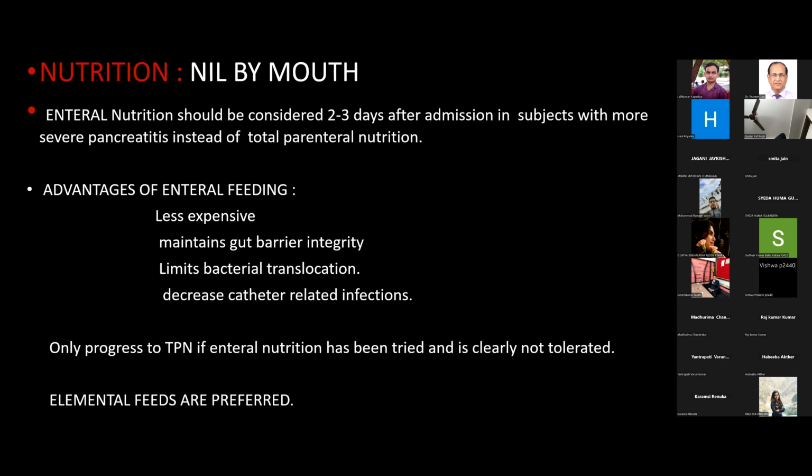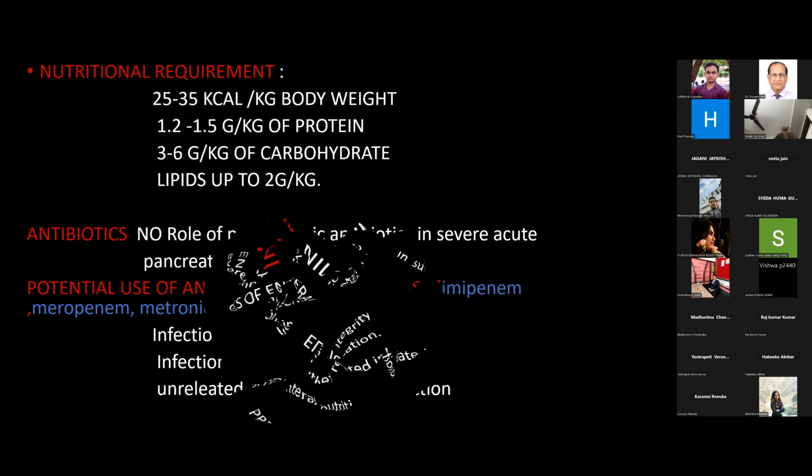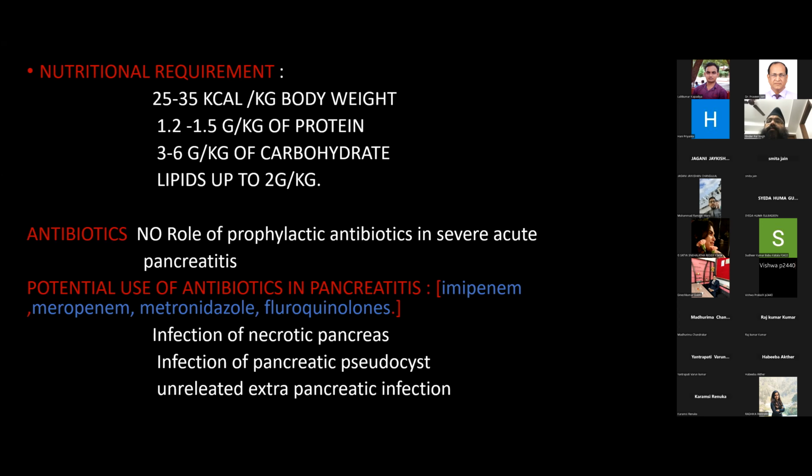So patients with mild pancreatitis can be fed as soon as they're hungry. A low-fat solid diet can be given to them. If the patient has moderately severe or severe acute pancreatitis, nutrition can be started within 24 to 48 hours of initial presentation. Only progress to total parenteral nutrition if enteral nutrition has been tried and is clearly not indicated. Nutritional requirement is as follows: 25 to 35 kilocalories per kg body weight, protein 1 to 1.2 to 1.5 grams per kg, carbohydrate 3 to 6 grams per kg, and lipids 2 grams per kg.